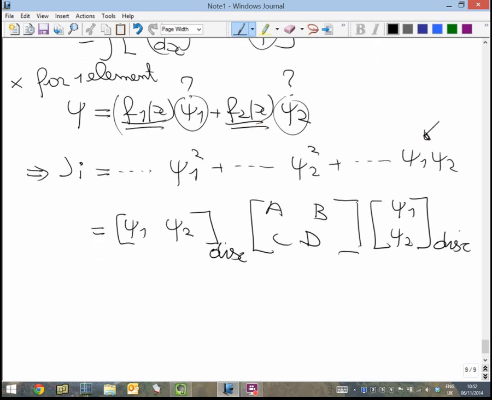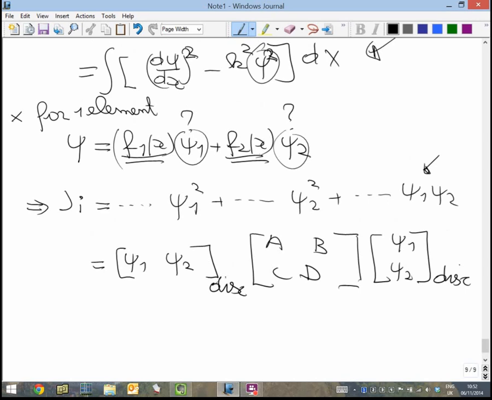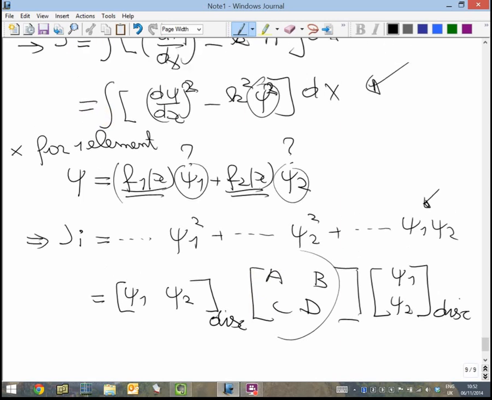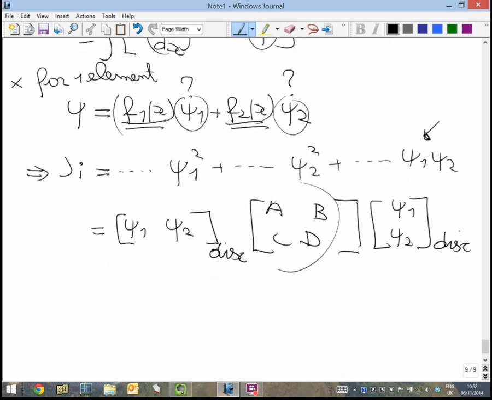Okay, so this is a quadratic form. I'm sure you've seen this before. So this is just the energy in your system. The A's and the B's and the C's we know, just by solving this integral, by calculating. The psi1s and the psi2s, these are still the unknowns. This is the energy in a single element.